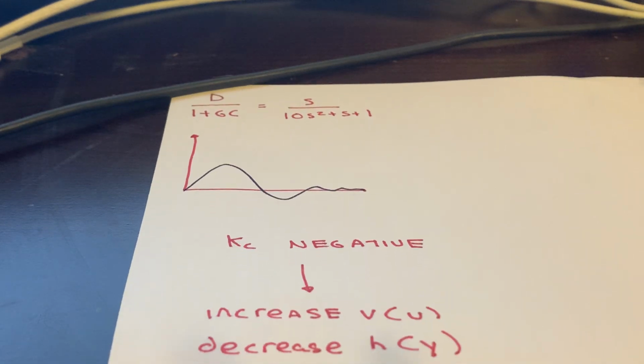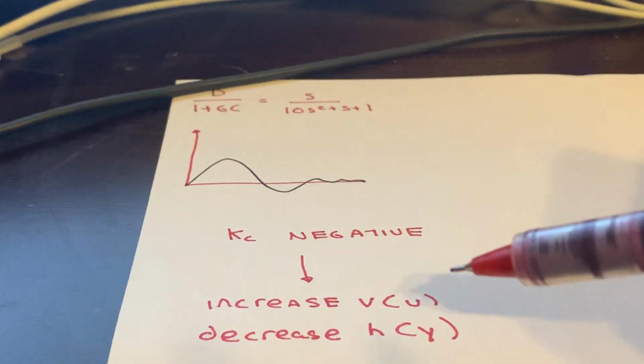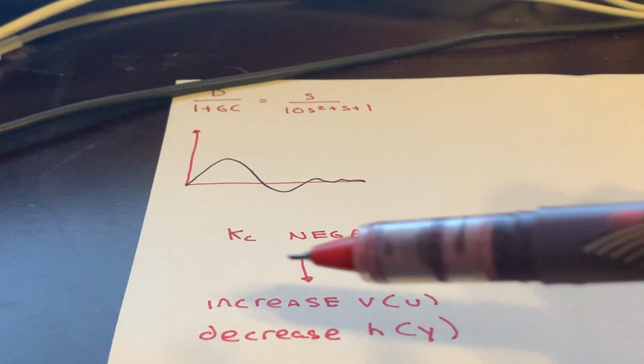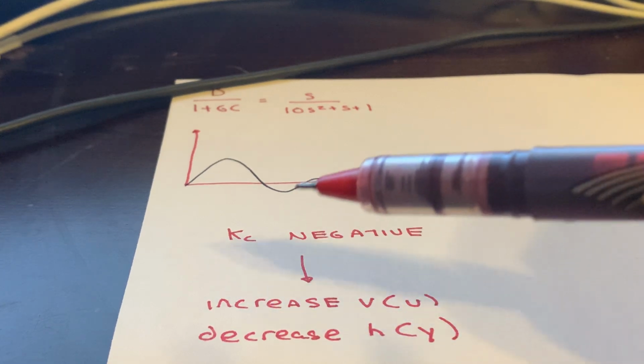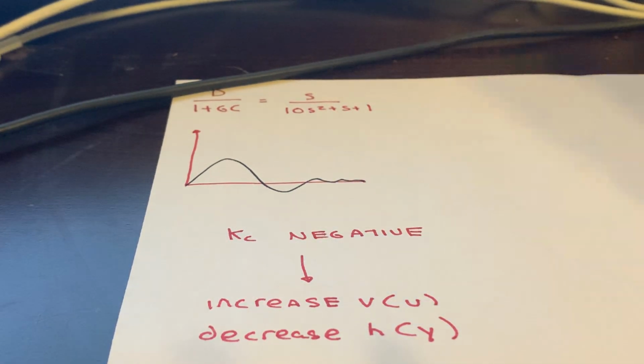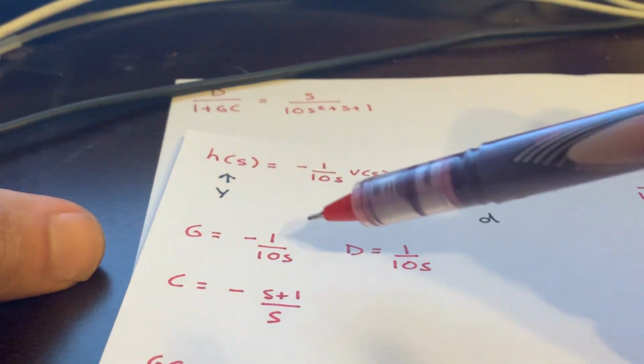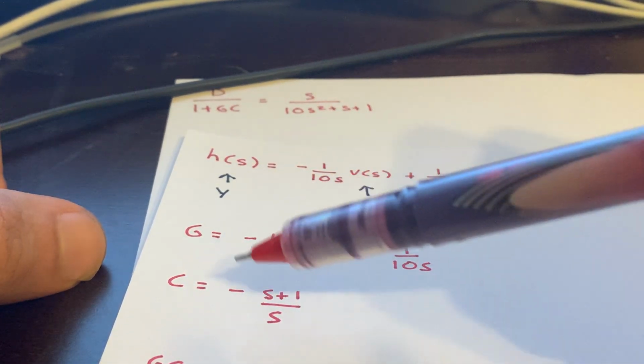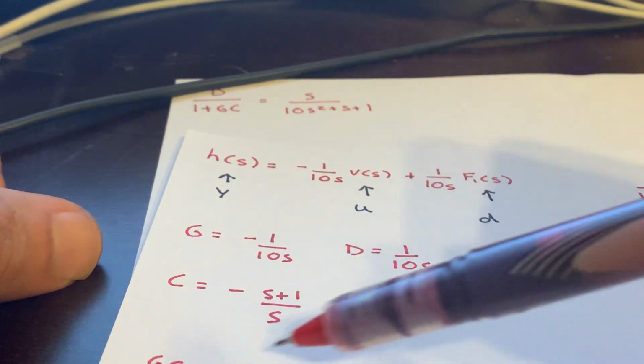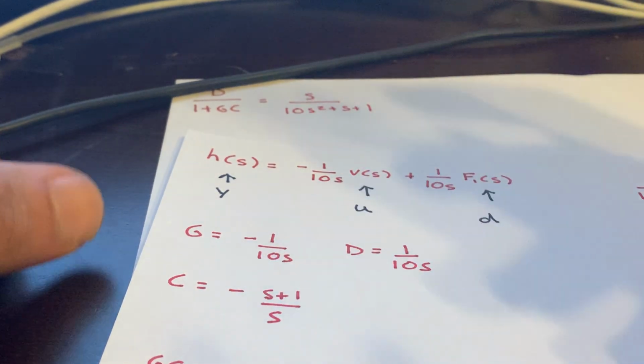So the last part was, why was the gain negative? And so this is important. Whenever the gain of your transfer function, so if I come back here and I look at G, I have a negative gain here. And so in general, when you have a negative gain for G, you're also going to have a negative gain for your controller, so that way they cancel out.